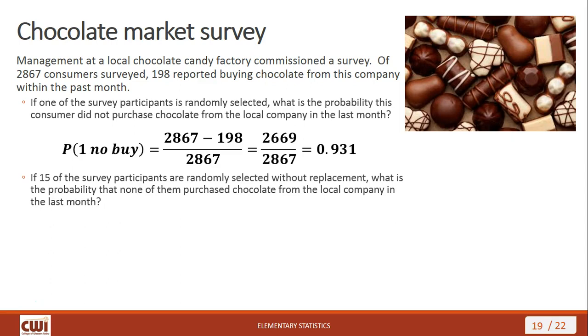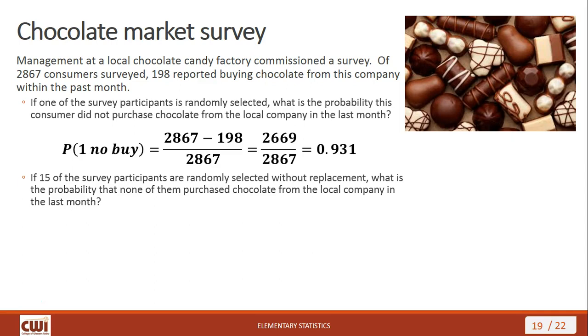If 15 of the survey participants are randomly selected, so now we're not going to select just one person, we're going to select 15 of these without replacement. So without replacement means what? That's right. Well, I hope you said the right answer. Without replacement means you're not putting it back in. So therefore the events are dependent.